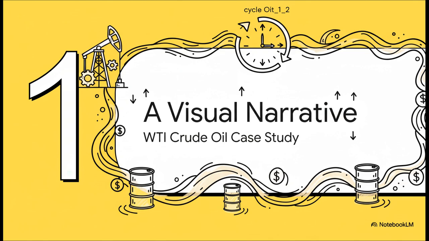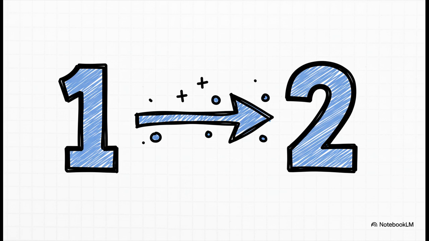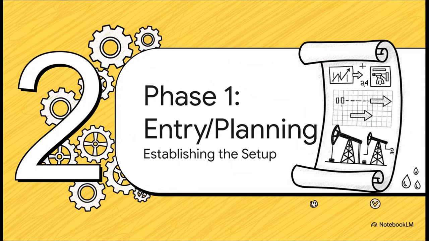We're zeroing in on a case study involving WTI crude oil. Specifically, we're documenting a cycle that's been labeled WIT_1_2. So this system is broken down into 4 distinct phases. For this particular documentation, we're going to follow the path as it unfolded, moving from phase 1 straight into phase 2.